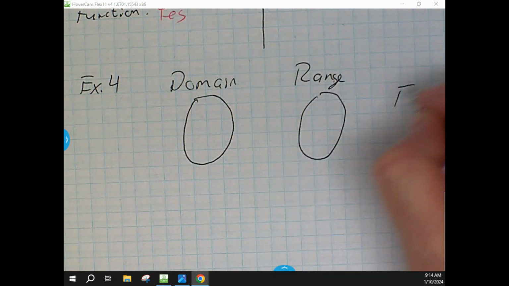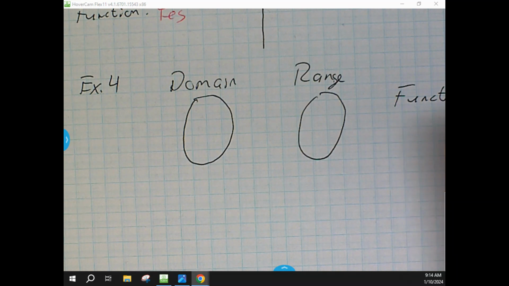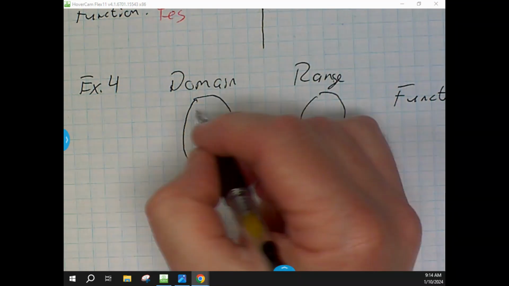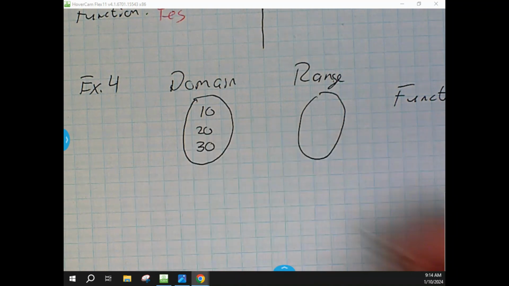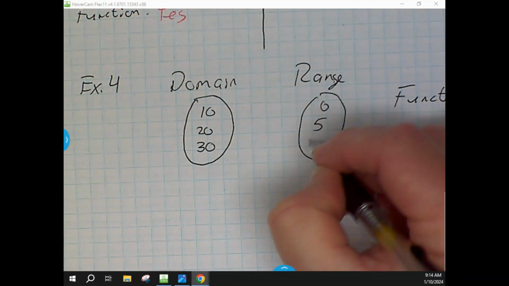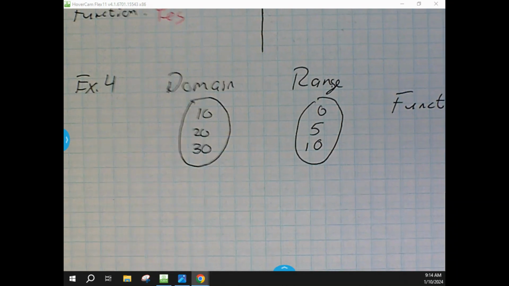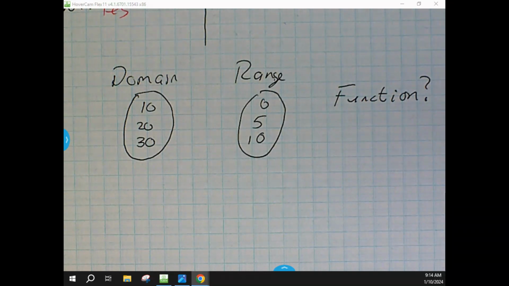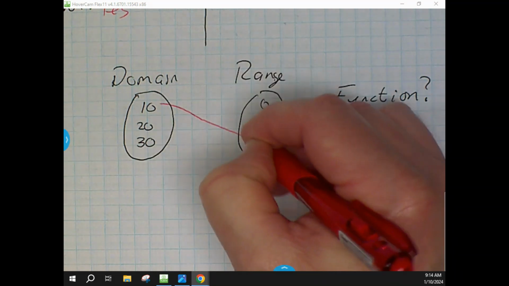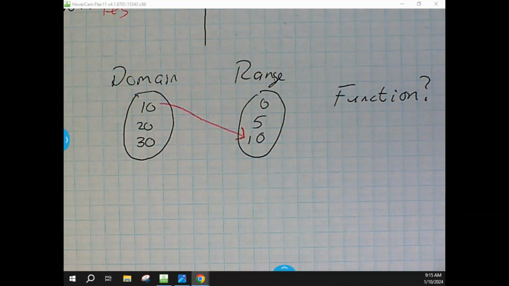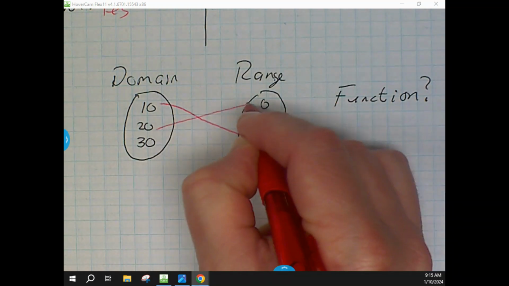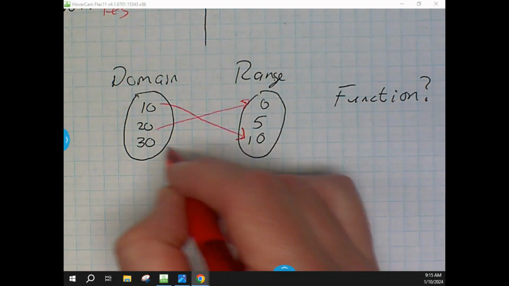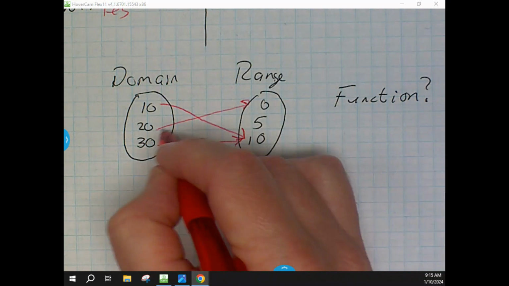The question in this case is they're going to ask you, okay, is this thing a function or not? So maybe the domain is 10, 20, 30. Your range is 0, 5, 10. And again, the question they're going to ask in this case is this mapping a function or not? Now, before you do that, what they're going to have is something like this. That they will have you some arrows drawn. So you know that this 10 goes with this 10. The 20 will go with the 0. 30 will go with 10. And then 20 will go with 5.